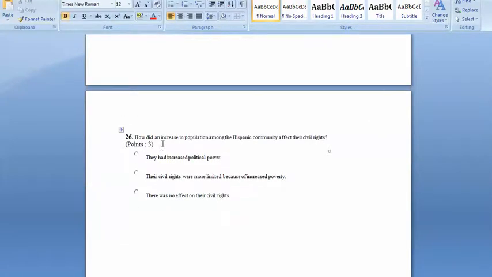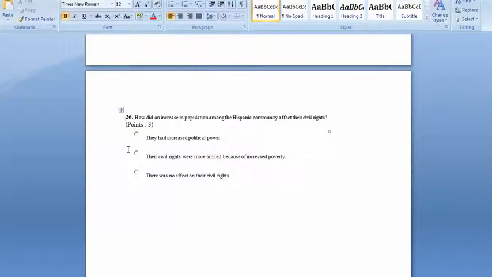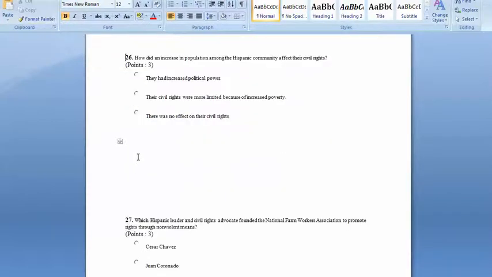Number 26, how did the increase in population among the Hispanic community affect their civil rights? They had increased political power. Their civil rights were more limited because of increased poverty. There was no effect on their civil rights.